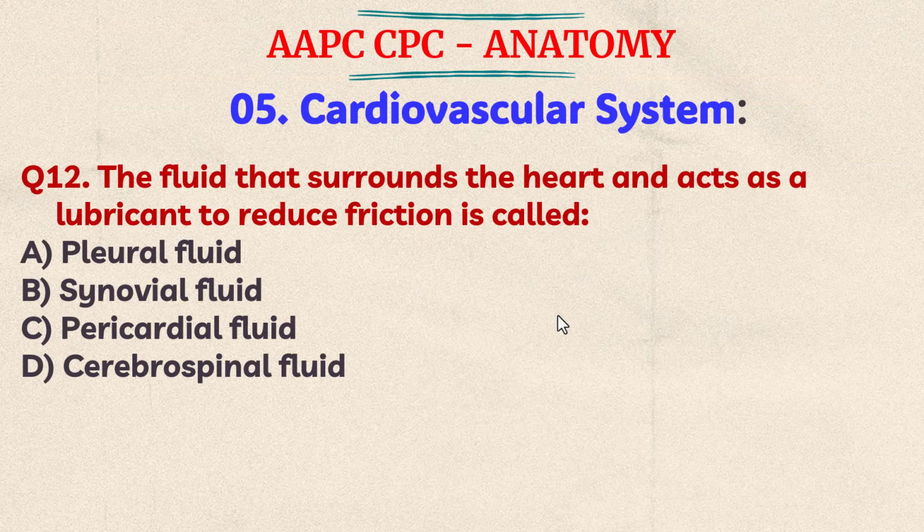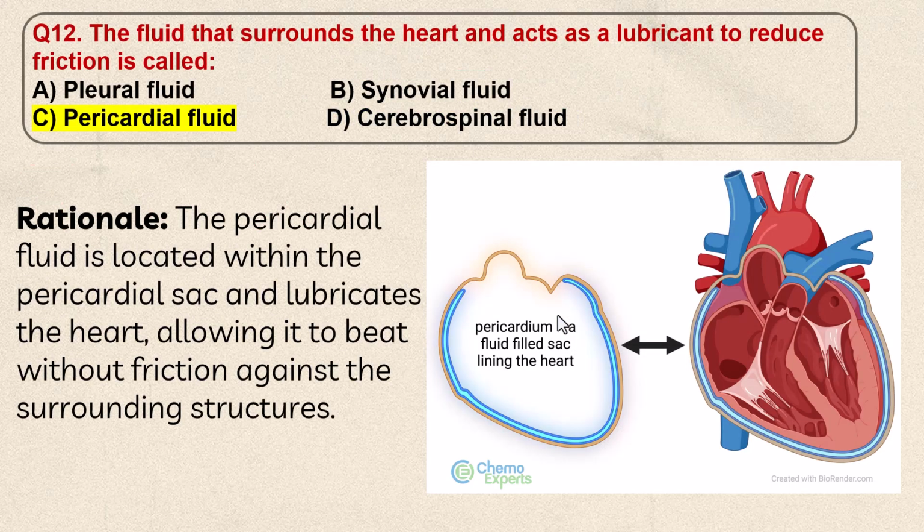Question number 12. The fluid that surrounds the heart and acts as the lubricant to reduce friction is called A. Pleural fluid. B. Synovial fluid. C. Pericardial fluid. D. Cerebrospinal fluid. The correct answer is C.